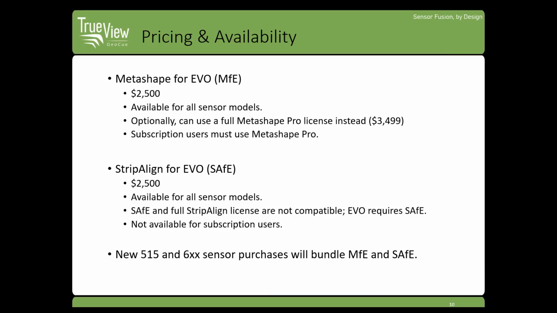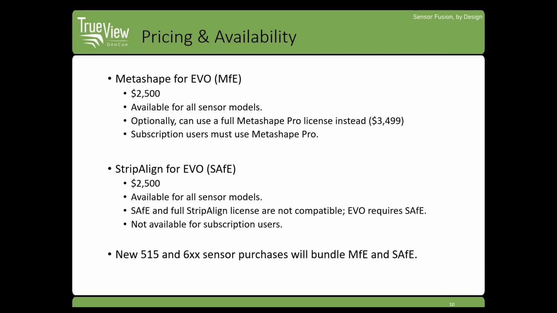Okay. Yeah, so just to wrap up, Metashape for EVO, MFE, and StripAlign for EVO are both add-on modules for the EVO workflow. They're both priced at $2,500, as you can see here. Both will work with any of the TrueView sensor models, but there are a couple of points to just go through.